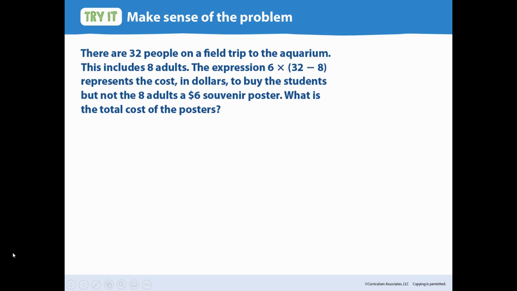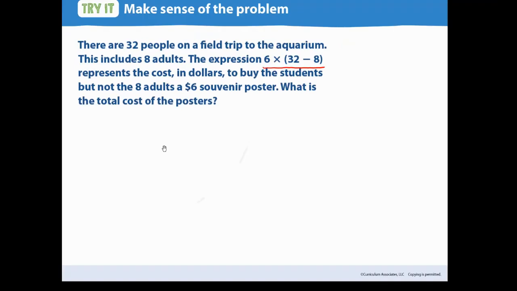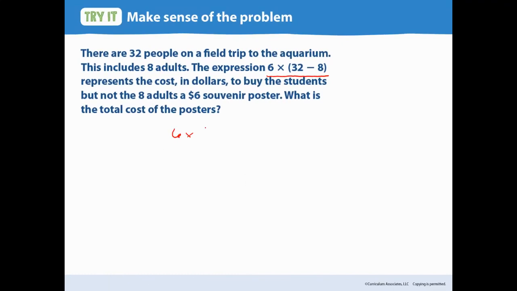There are 32 people on a field trip to the aquarium. This includes 8 adults. The expression 6 times, in parentheses, 32 minus 8, represents the cost in dollars to buy the students, but not the 8 adults, a $6 souvenir poster. What is the total cost of the posters? Now, that gets a little wordy, but all they're asking you guys to do is just evaluate the expression. And what expression are they asking you to evaluate? It's this one right here. So what I need you guys to do is go ahead and answer that question using our order of operations, and then come back to the video and check your answer.